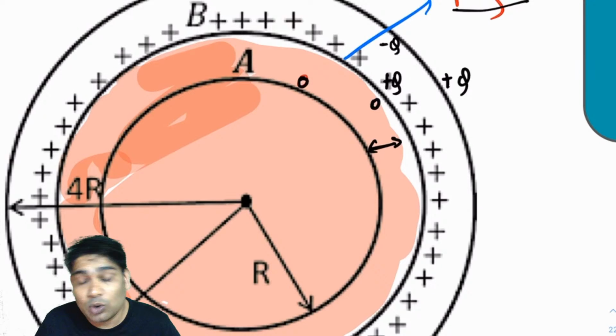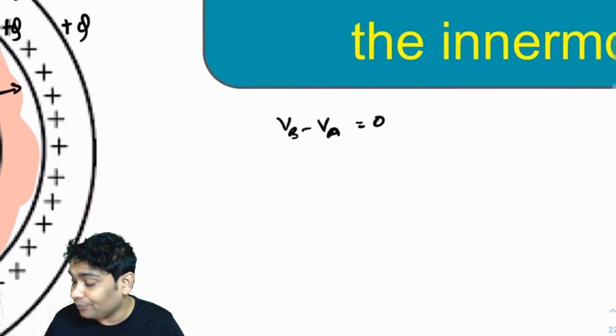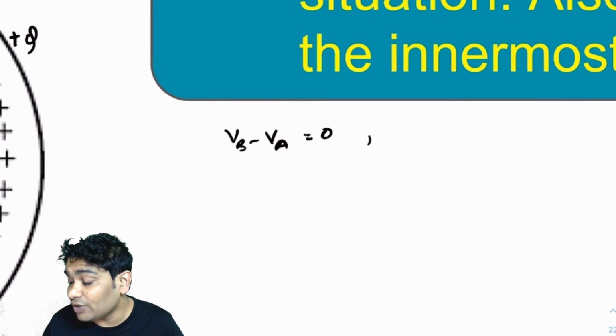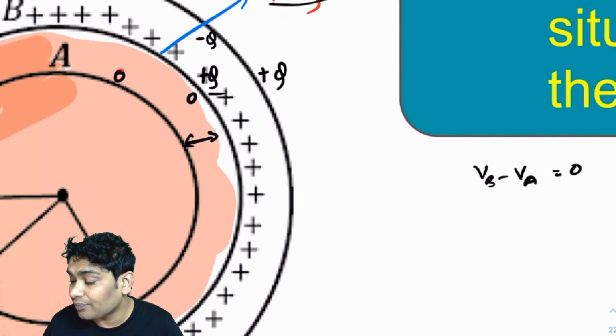Alright. So all I need to do is find the potential difference between B and C. And I can do that very easily. Let's see what is the potential at B. The potential at B would be due to this.